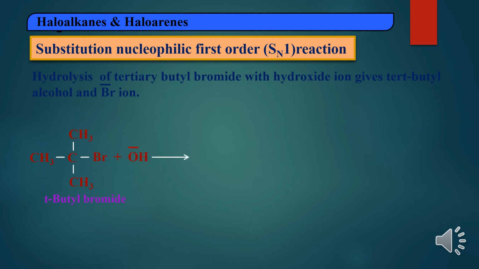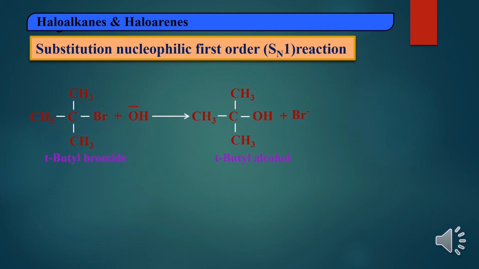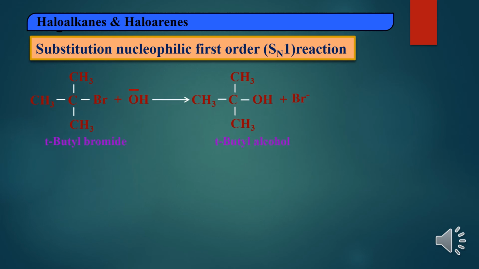You take an example here. Tertiary butyl bromide. You take potassium hydroxide or sodium hydroxide. The hydroxide ion, OH minus, is a nucleophile, and it will attach where the halogen is there. So you will get the product tertiary butanol, and bromide ion is a byproduct. The bromide ion will come with the respective metal: sodium if sodium hydroxide is there, potassium if potassium hydroxide is there.